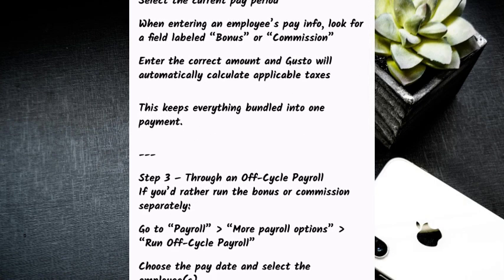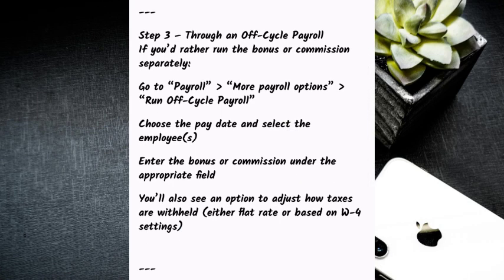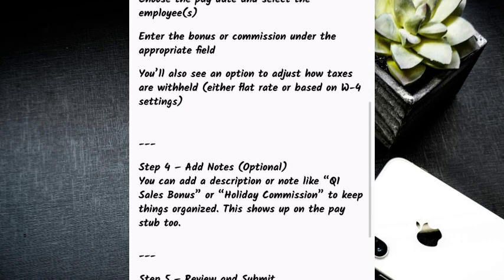Now to pay through an off-cycle payroll, if you'd rather run the bonus or commission separately, just go to payroll and then more payroll options, and then run off-cycle payroll. Now you can choose the pay date and select the employees, and you can enter the bonus or commissions under the appropriate field. You also see an option to adjust how taxes are withheld, either flat rate or based on W4 settings.